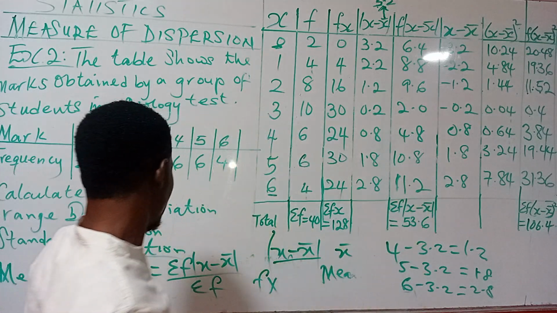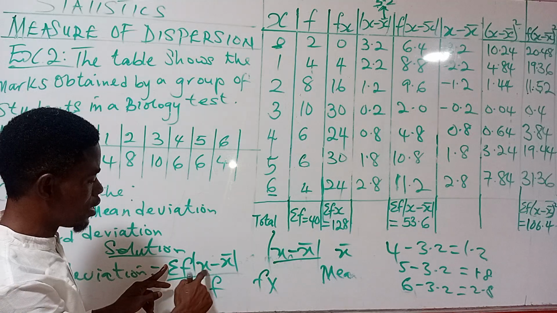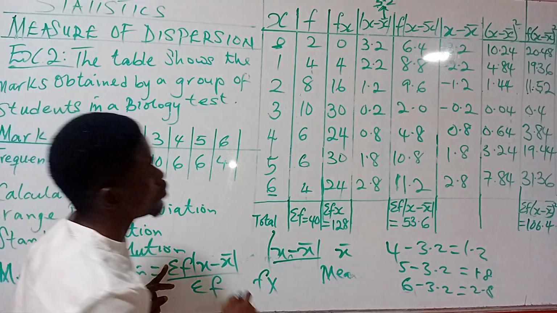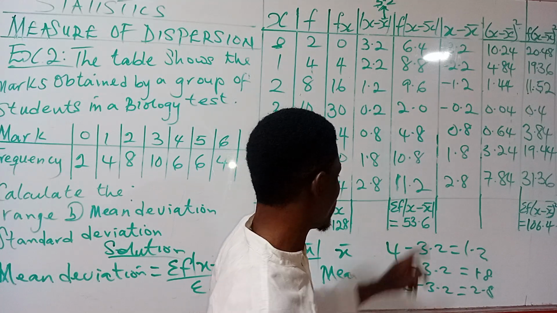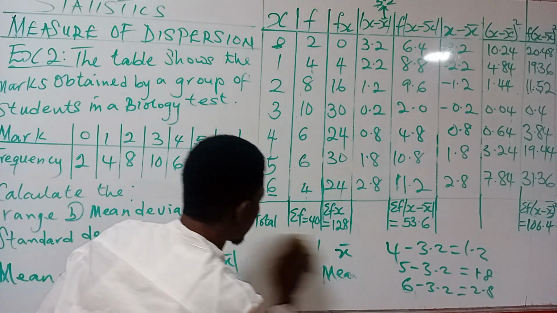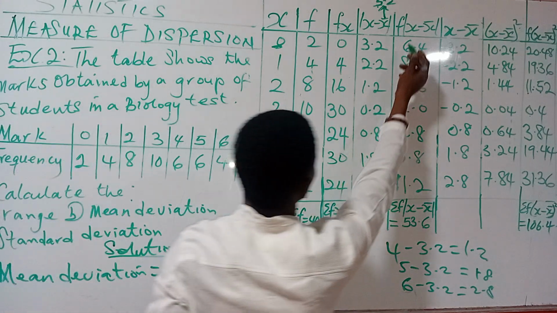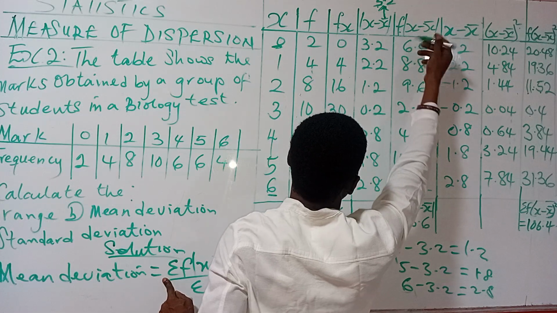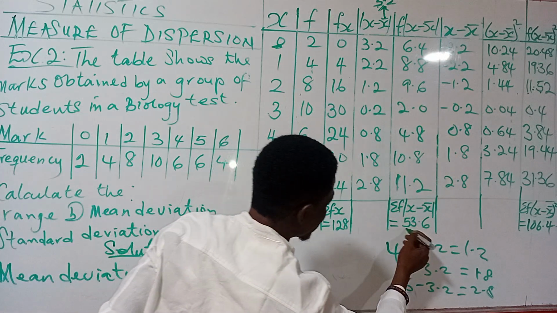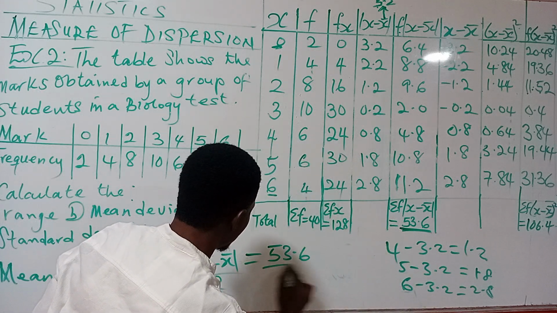Okay, so what is the next thing? You need to find the summation of f times the absolute value of x minus x bar. When you find the summation, we are going to have 53.6. Now for you to get your mean deviation, you look at this column where we have f times the absolute value of x minus x bar, add everything together, then divide by what?